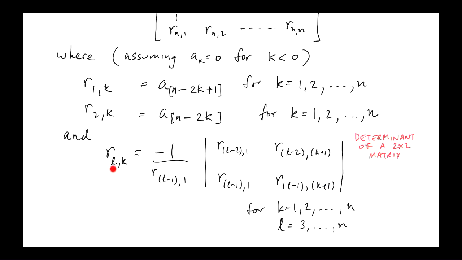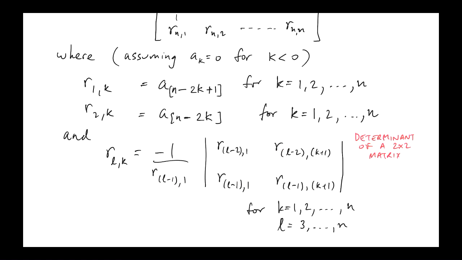So we're looking at L K, the lth row, kth column, all right? We're looking at the 2 rows above. The first column here is from the first column of the 2 rows above. The second column here is from the column 1 position to the right in the 2 rows above. You take the determinant: this times this minus this times this. Okay, multiplied by minus 1 divided by the pivot.